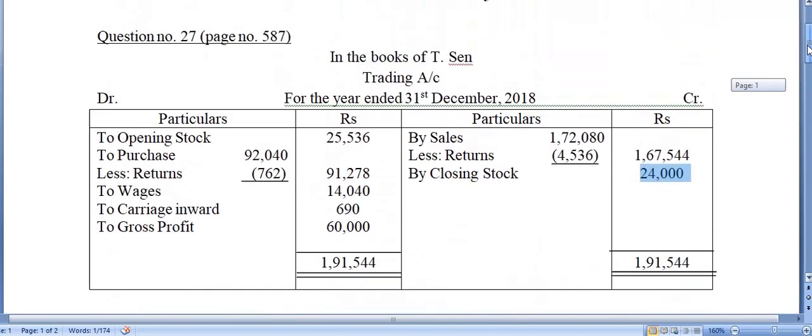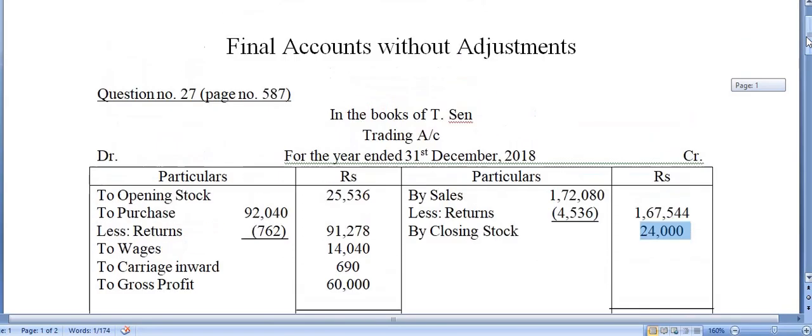So you can frame your own question from this question number 27. Similarly, you can solve questions 23, 24, 25, 26, 27, 28, because I believe you have understood the basic concept of final accounts. Please try a question from your own side. It will be better if you solve these questions. Only 6 questions are there, so it will hardly take 2 to 3 hours to complete. It's nothing, because it's without adjustment. So you can simply solve this.